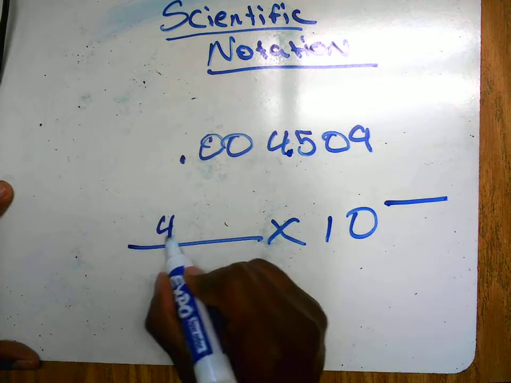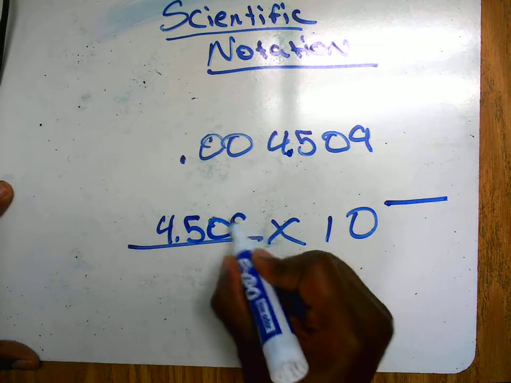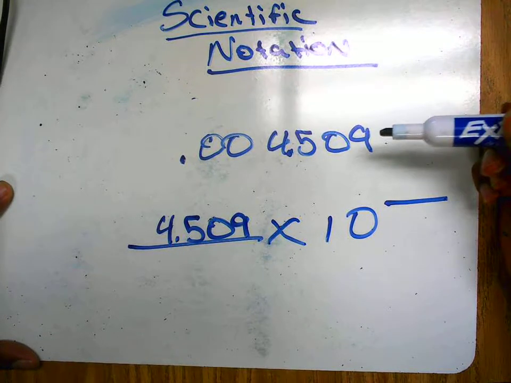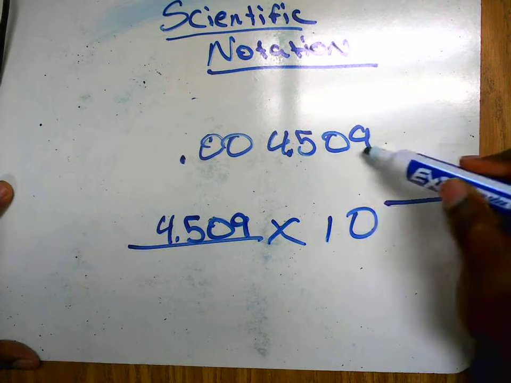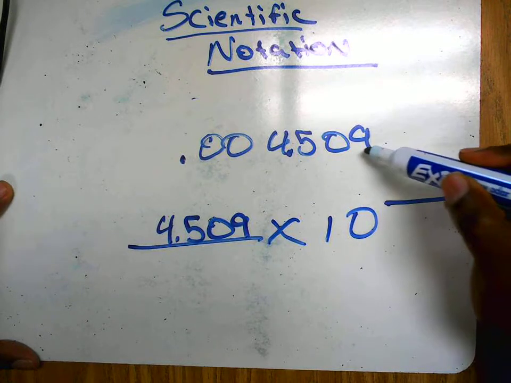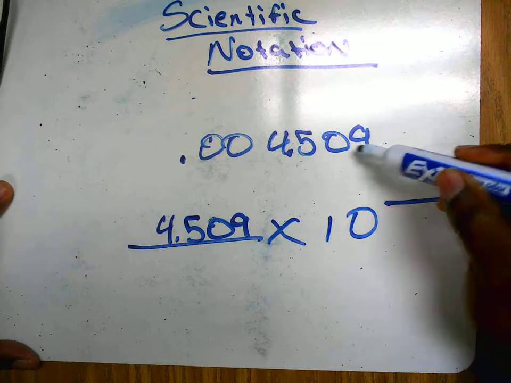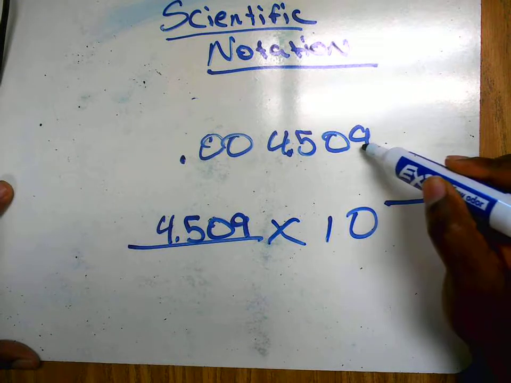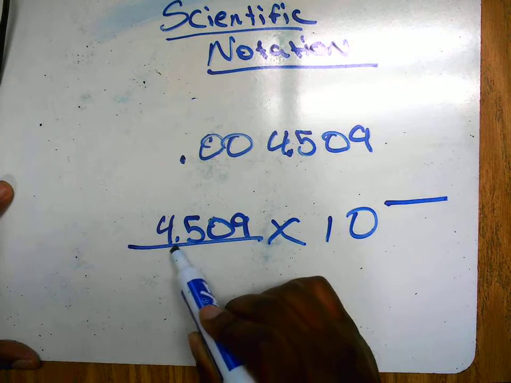So that's going to be 4.509. Well, I just said a minute ago that we're not going to write down any zeros, right? Well, you do have to write down 0 when it's a part of the number. What do I mean by that? When it's surrounded by numbers that are not 0. So because this 0 is surrounded by the 5 and the 9, we have to write that in our base.